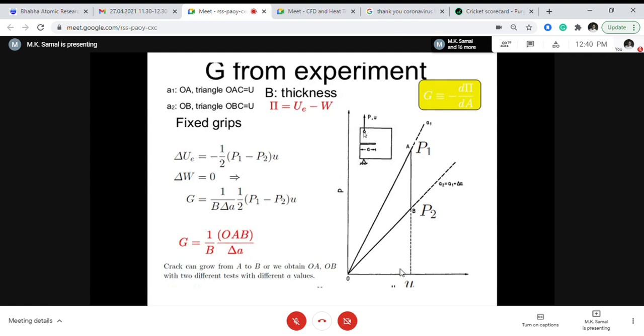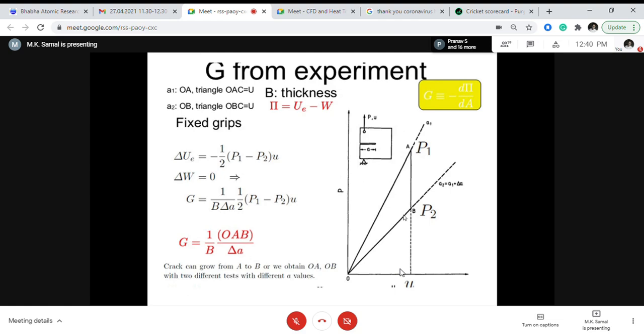If you don't keep changing the displacement, then the displacement stays fixed. So here you can see fixed grip. You just pull the grip to 2 mm and fix it. So the crack has propagated. When the crack is propagating, how much work is being done? Work being done is zero.